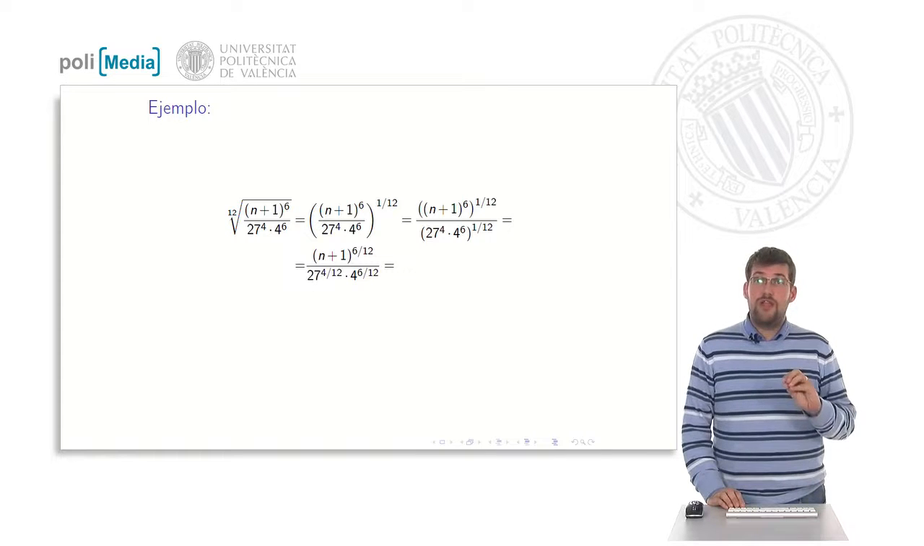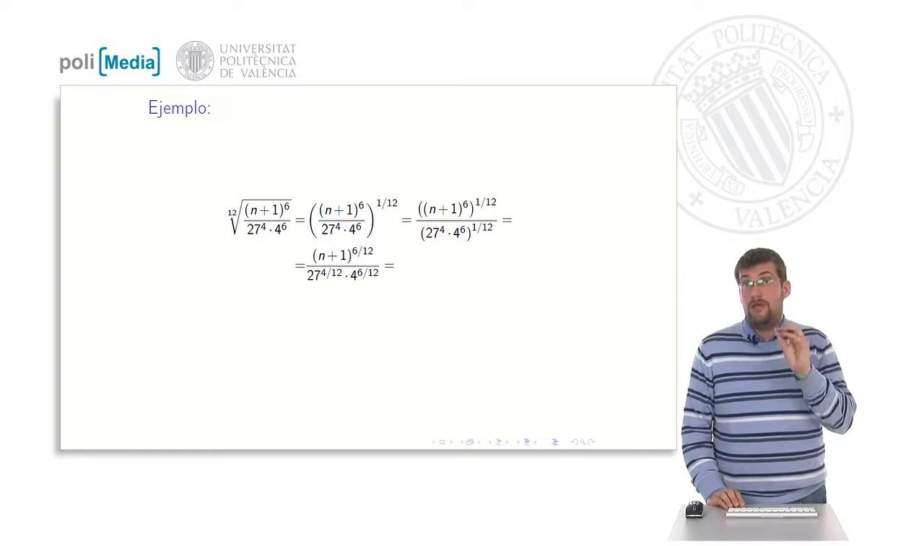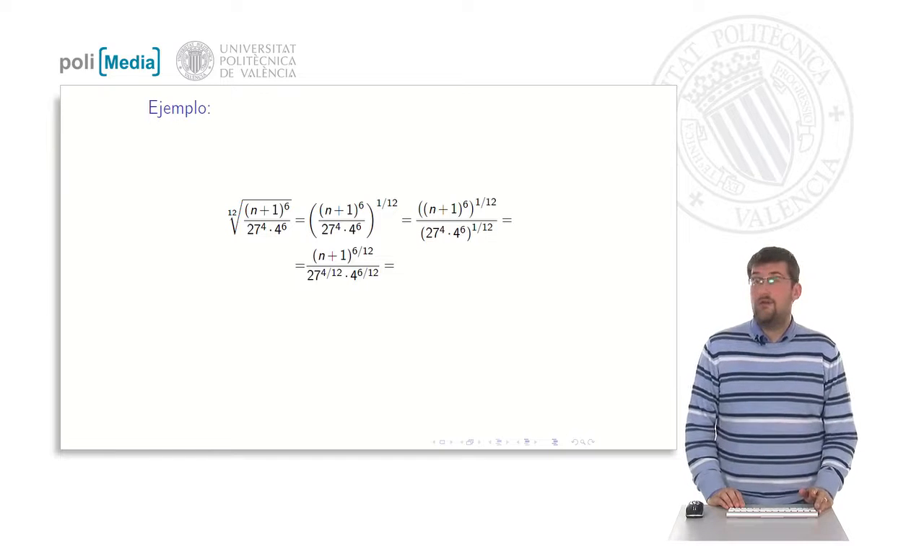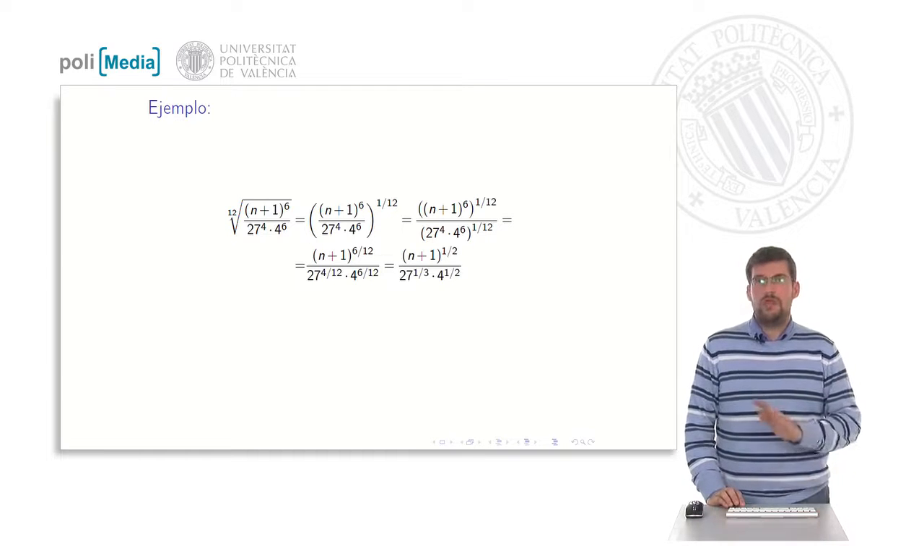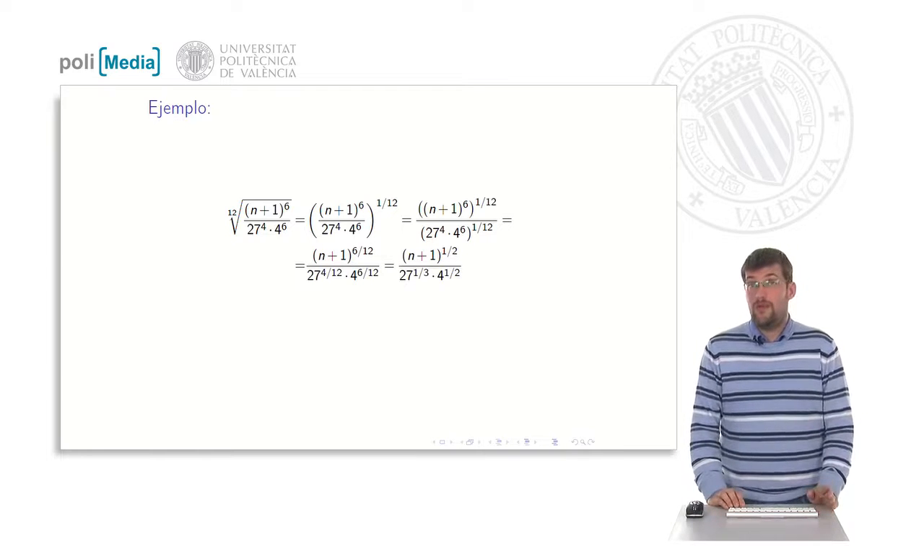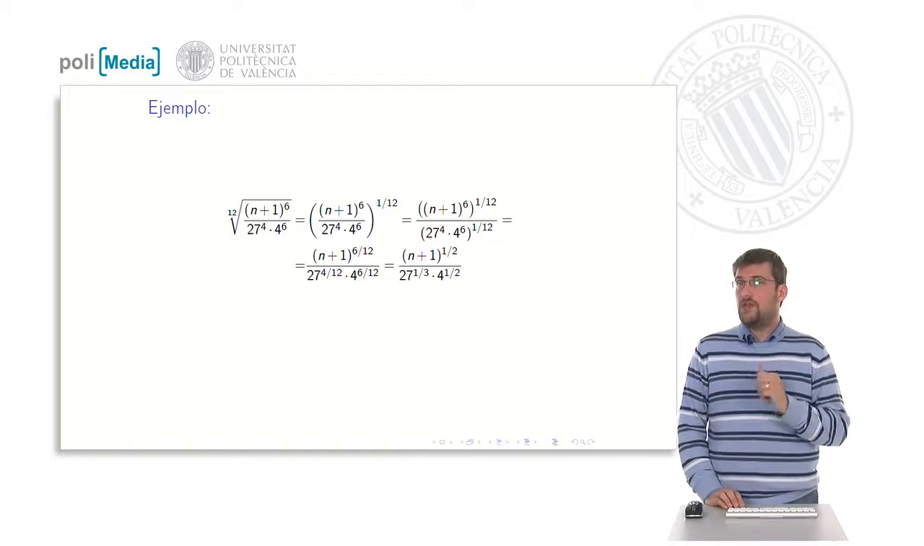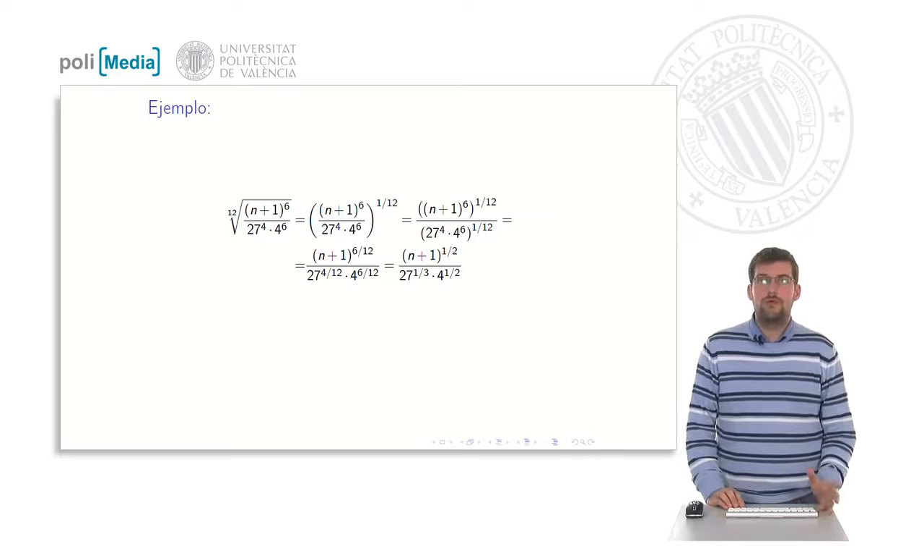When we have a fractional exponent, the ideal is to reduce the fraction to its minimum expression, that is to say, to go to the canonical expression of the fraction, which is simply to remove the common factors in the numerator and in the denominator. In the numerator, n plus 1 raised to 6/12, the 6/12 is the same as 1/2. Therefore, the numerator is n plus 1 raised to 1/2. And below we can do the same. 4/12 would be a third, and 6/12 again a half.